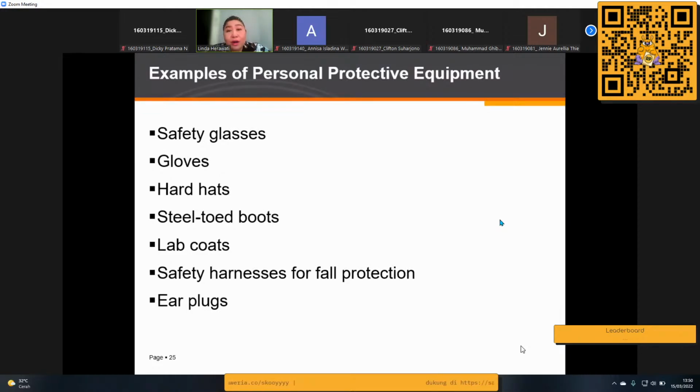If you are dealing with a very high, very tall, very big machine, you have to climb up on the upper part of the machine. You have to wear a safety harness to guard you from falls, as fall protection.